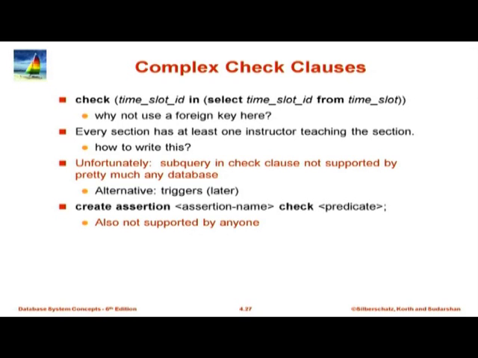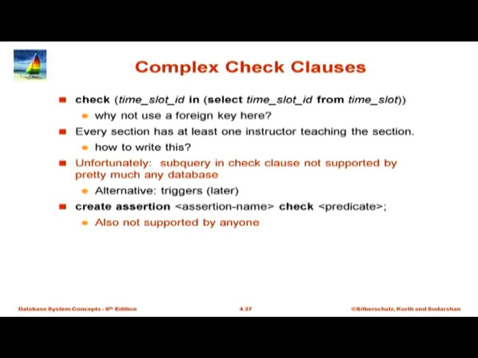So it will be nice if we can create a check like this. In the section relation, we have a check which says check time slot ID in select time slot ID from time slot. So how should this check work? It's actually not supported by any database system that I am aware of currently, although it's technically part of the SQL standard. So how should it work if it works?